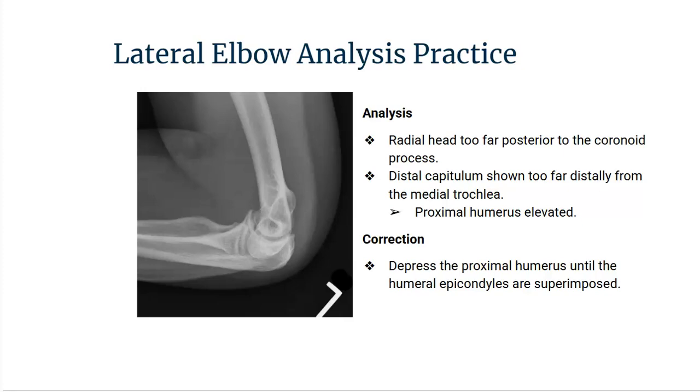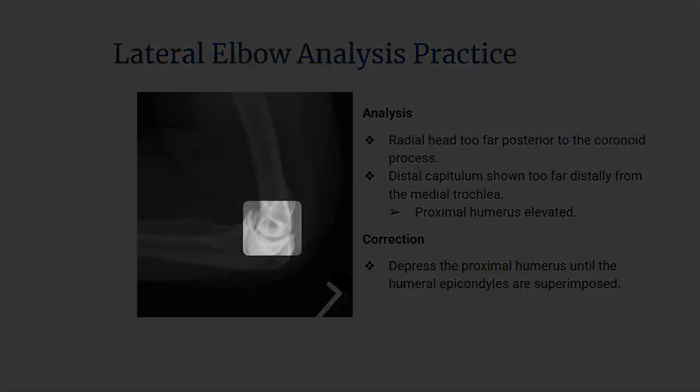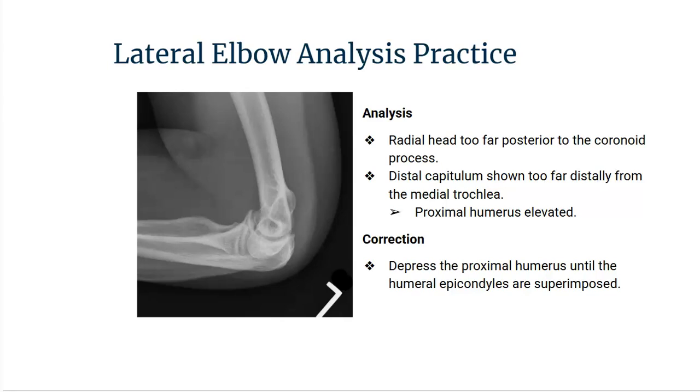We need to see an open elbow joint. There is no open elbow joint. The position of the radius and ulna is indicative of some elevation problems. If you take a closer look here, the radial head is positioned too far posterior to that coronoid process. Also, the distal capitulum is shown too far distally from the medial trochlea. This indicates that the proximal humerus is elevated in comparison to the distal humerus.